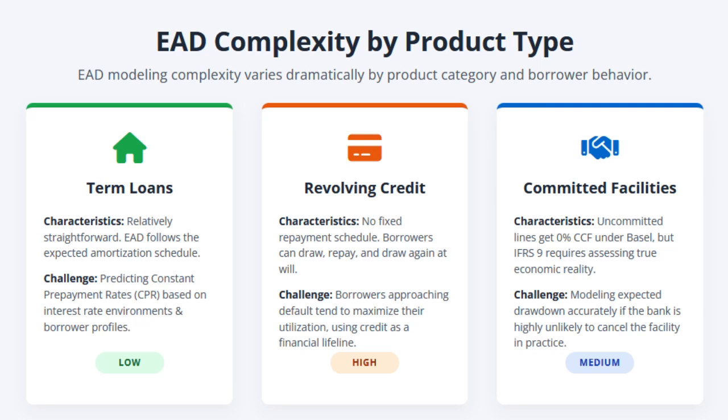Committed versus uncommitted facilities. Under Basel, some uncommitted facilities can receive zero CCF. But under IFRS 9, you must consider the economic reality. If the bank is unlikely to cancel the facility in practice, you need to model the expected drawdown even for technically uncommitted lines.